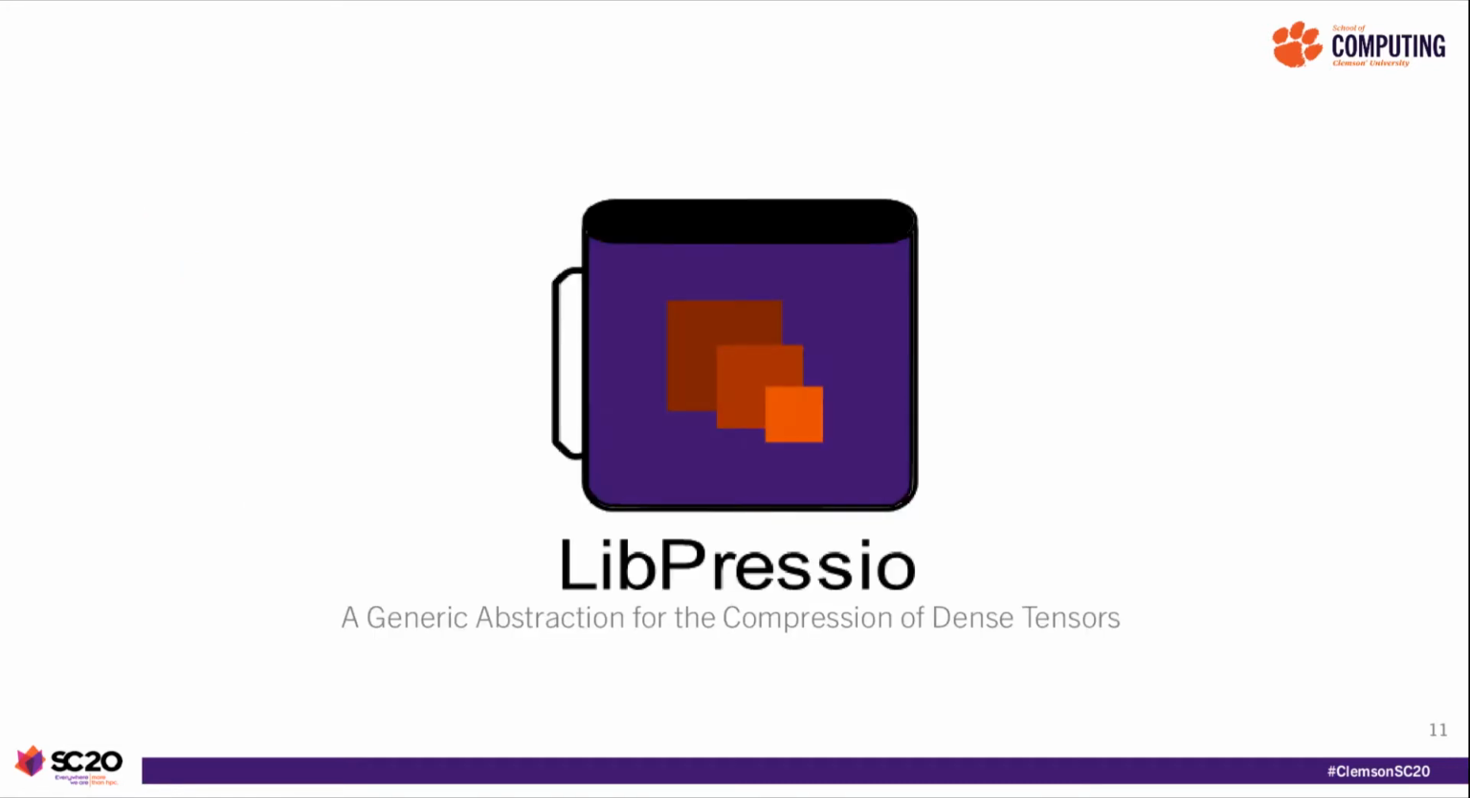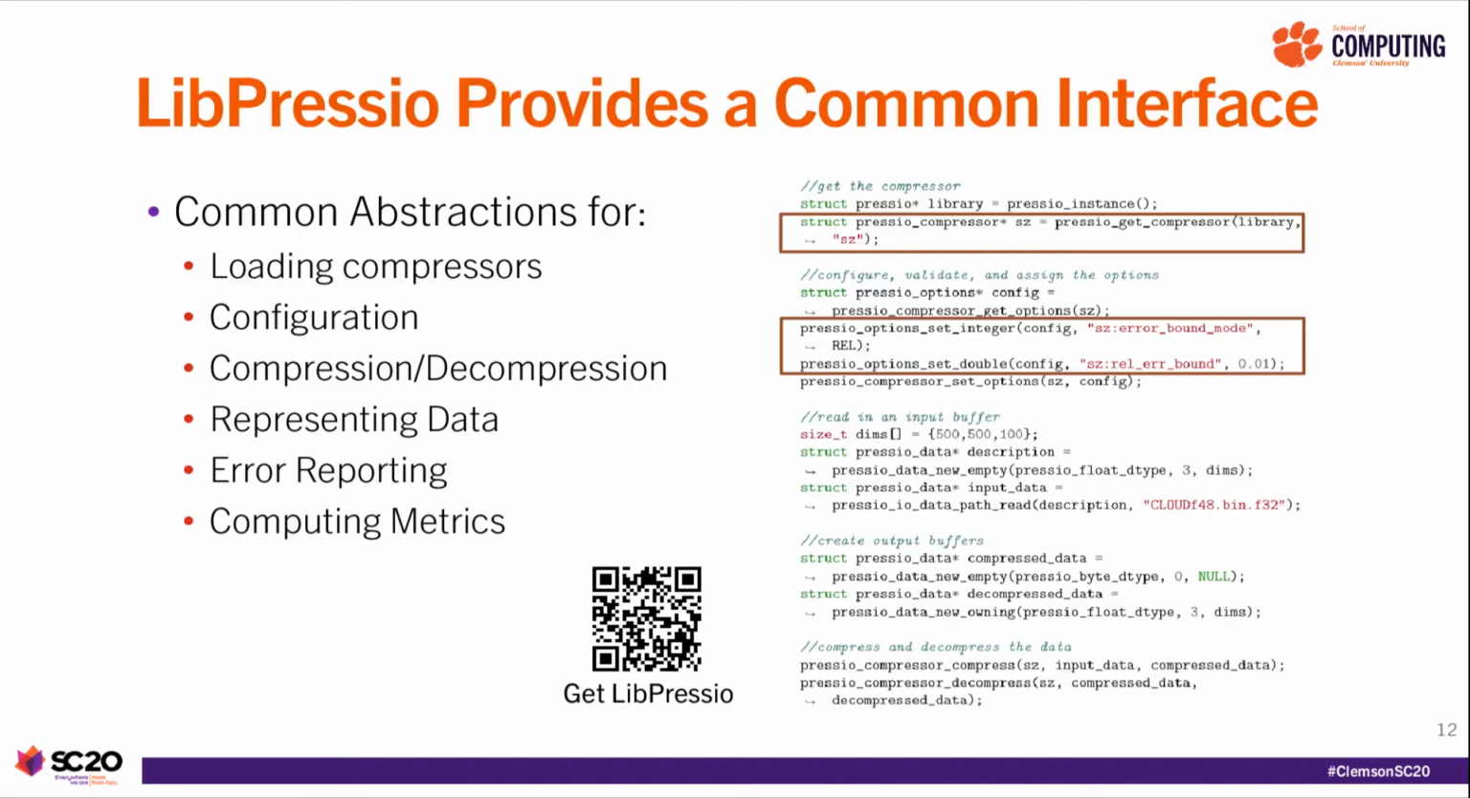At this point, we can note that none of the compressors that we've talked about so far, whether lossless or lossy, share the same interface. LibPressio exists to be a generic abstraction for the compression of dense tensors. LibPressio provides common abstractions for everything that you need to commonly perform compression tasks: loading compressors, configuring them, compressing and decompressing data, representing data, reporting errors, configuring metrics on that data.